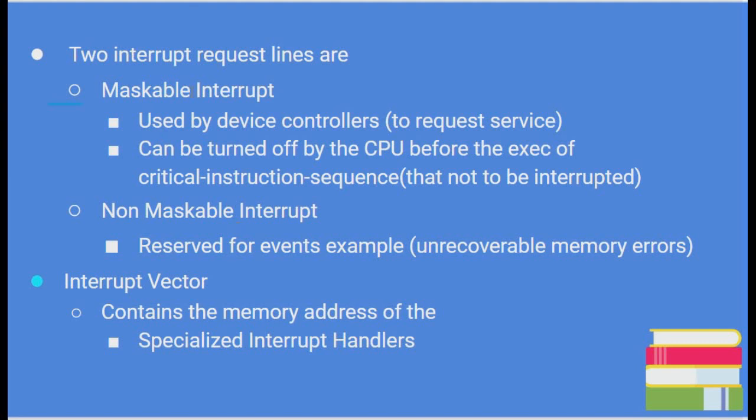Next are the interrupt request lines. There are 2 types of interrupt request lines: maskable interrupts and non-maskable interrupts. Maskable interrupts are used by device controllers and can be turned off by the CPU before executing a critical instruction sequence that must not be interrupted. Non-maskable means reserved for events, for example, unrecoverable memory errors. An interrupt vector contains the memory address of the specialized interrupt handler.